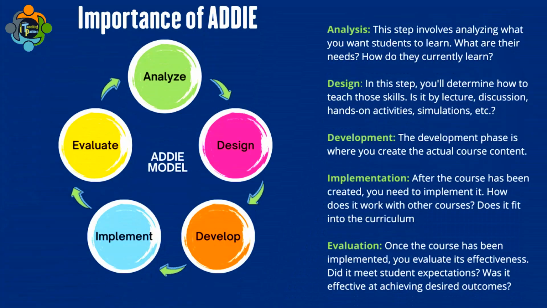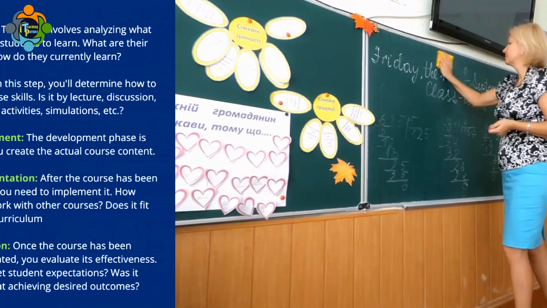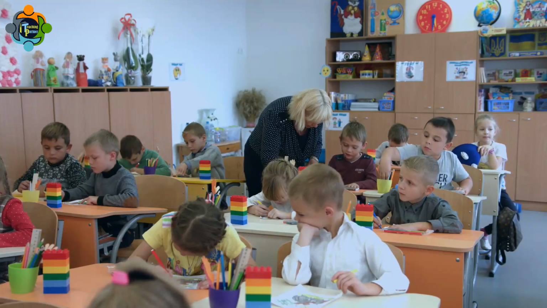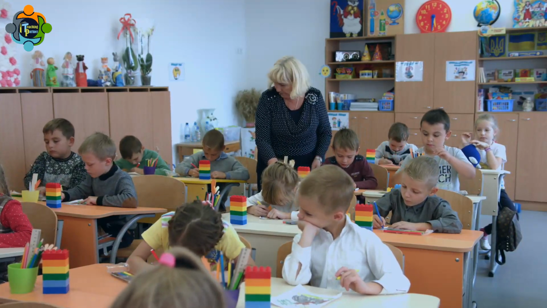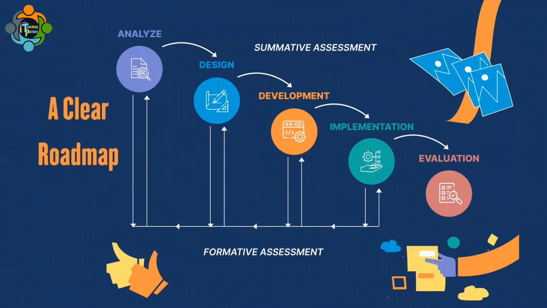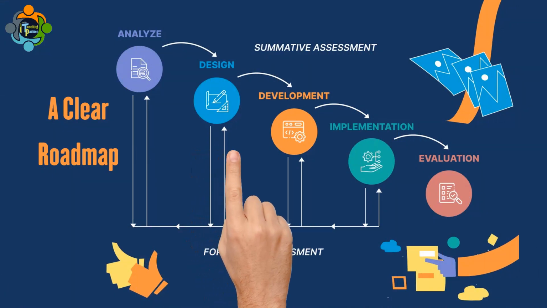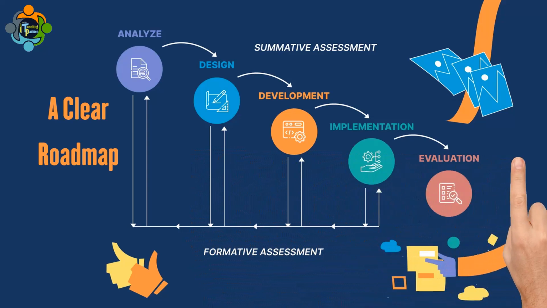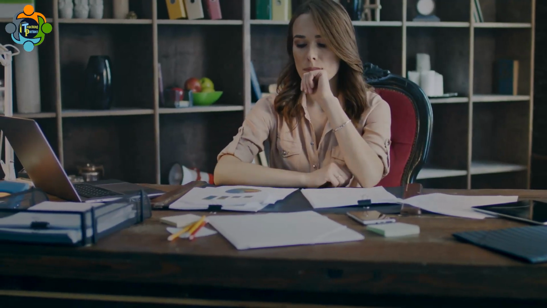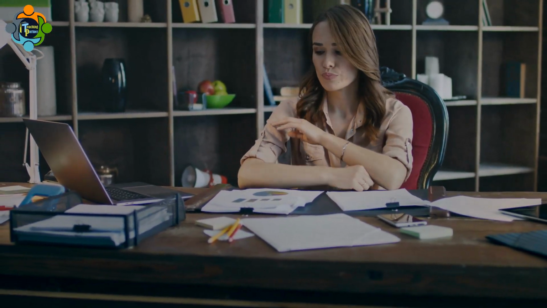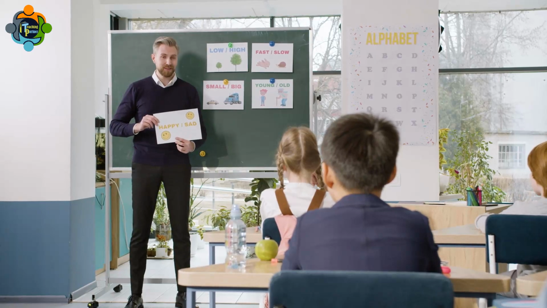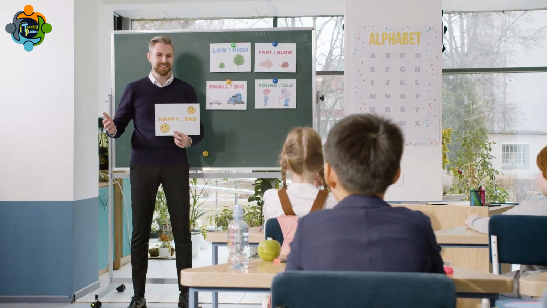First, let's talk about why ADDIE is important. Teaching is more than just delivering information. It's about helping students understand, apply, and remember what they learn. The ADDIE model gives you a clear roadmap to do just that by breaking down the planning process into manageable steps. Instead of feeling overwhelmed, you can focus on one stage at a time, ensuring that the lesson is thoughtfully created and effective. Now let's look at how you can use ADDIE in your classroom with some real-life examples.